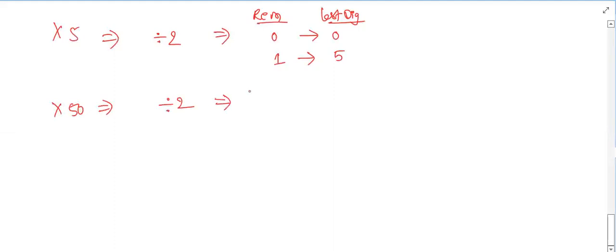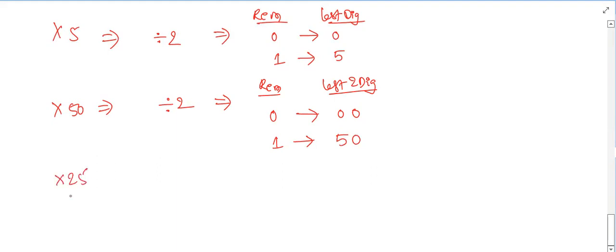If it is multiplication by 50, we will divide by 2 again. Based on the remainder, we'll keep the last 2 digits. If remainder is 0, 2 zeros. If the remainder is 1, last 2 digits will be 50. In the next class, think about what to do for multiplication by 25, by 125, by 250, and by 500.